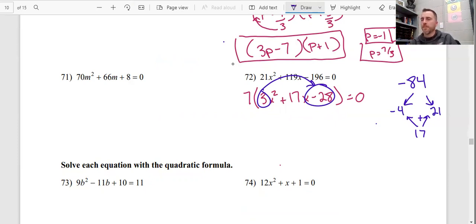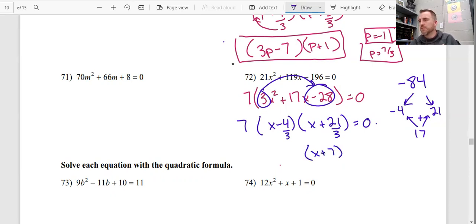So I come back over here. I rewrite my 7 because it's still there. It still matters. We have x minus 4 times x plus 21. We still have to divide those factors by a, whatever we multiplied by. So 3 in this case. We get x plus 7. That one simplifies. And then this one doesn't. So bottoms up. 3x minus 4.